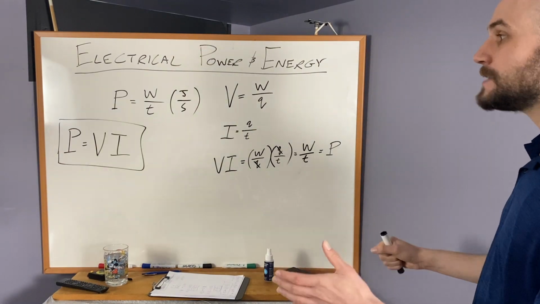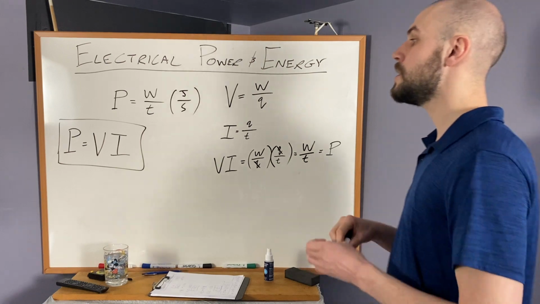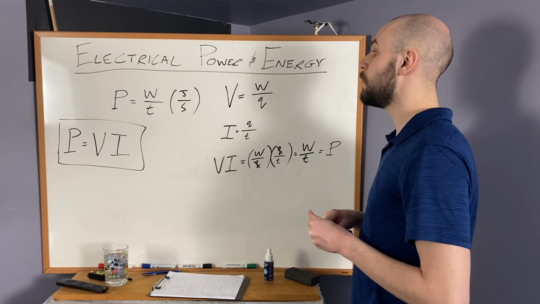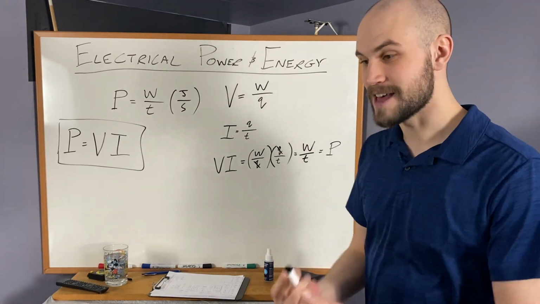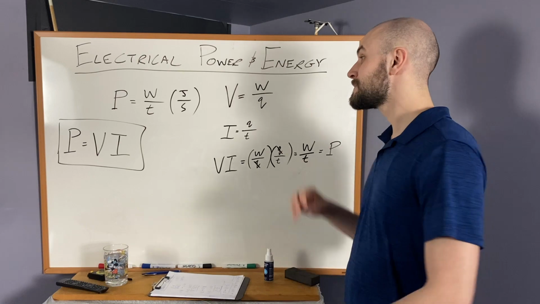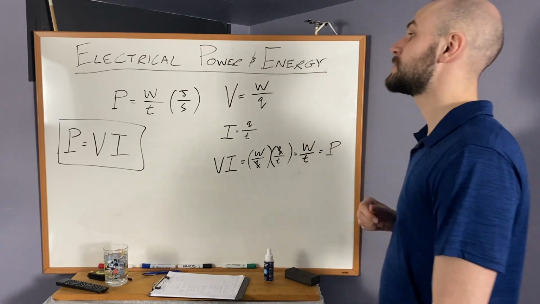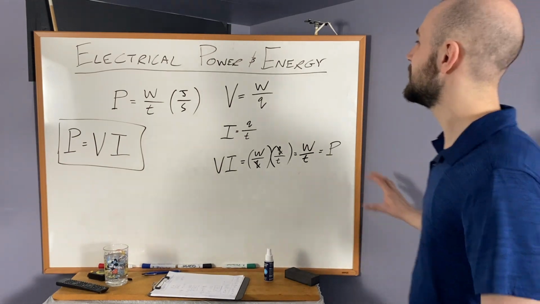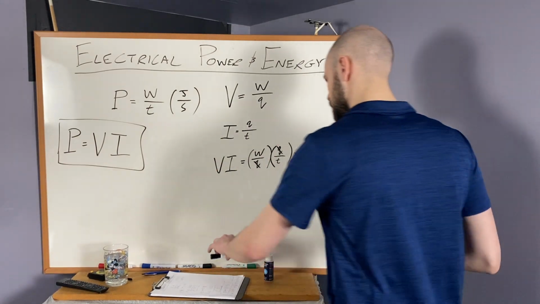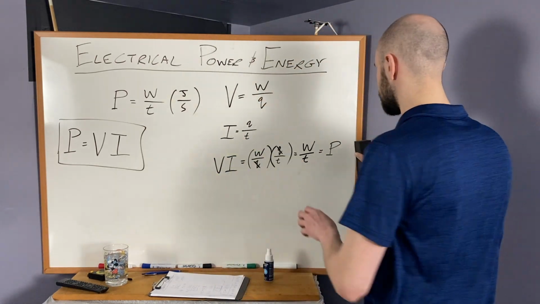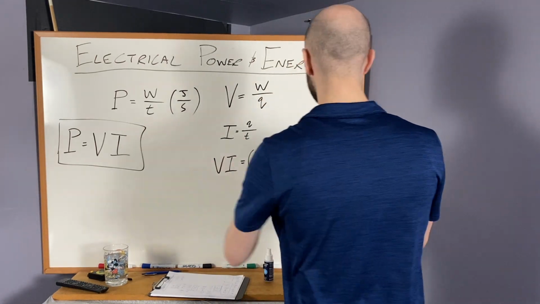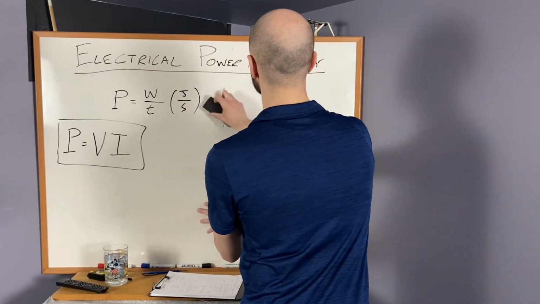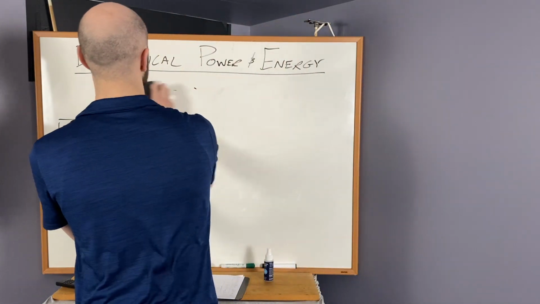Okay, so that's great. But what if we don't know the current flowing through the element? Or what if we don't know the voltage across the element? What if we only know something about the resistance of that circuit component? Is there another way to calculate the electrical power of these devices? Turns out there is. So I'm going to erase this. And we're going to start with this definition of power and see if there are other ways to calculate the electrical power of these devices inside of our circuit.